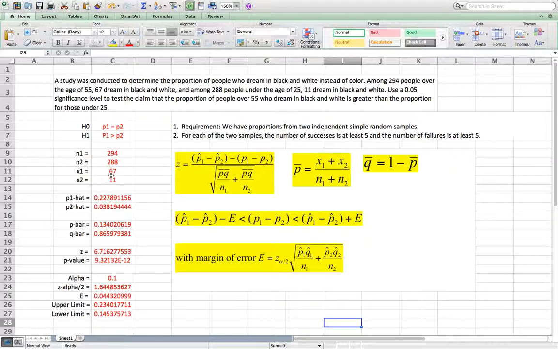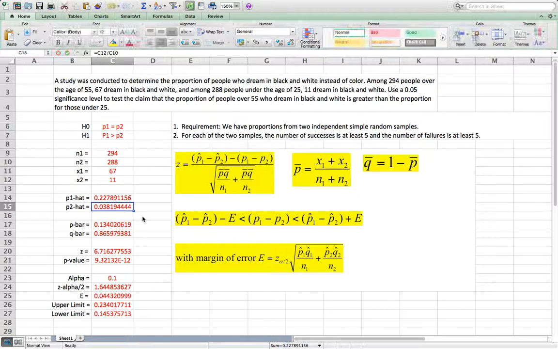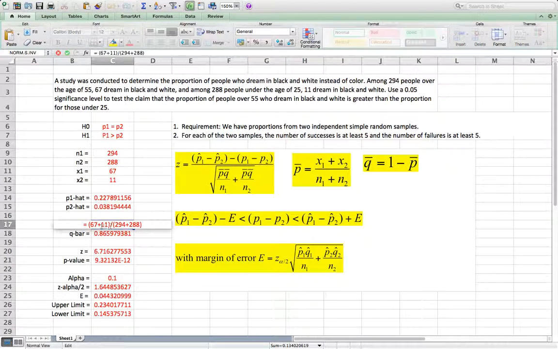So let's say the p hat, you click on the formula, p hat will be the success in sample 1 divided by the sample 1 size. Then p2 hat is the success in sample 2 divided by sample 2 size. Then p bar uses this formula. Actually, I should use the cell number. Probably it's better to use cell number, then you can use this to calculate other problems.